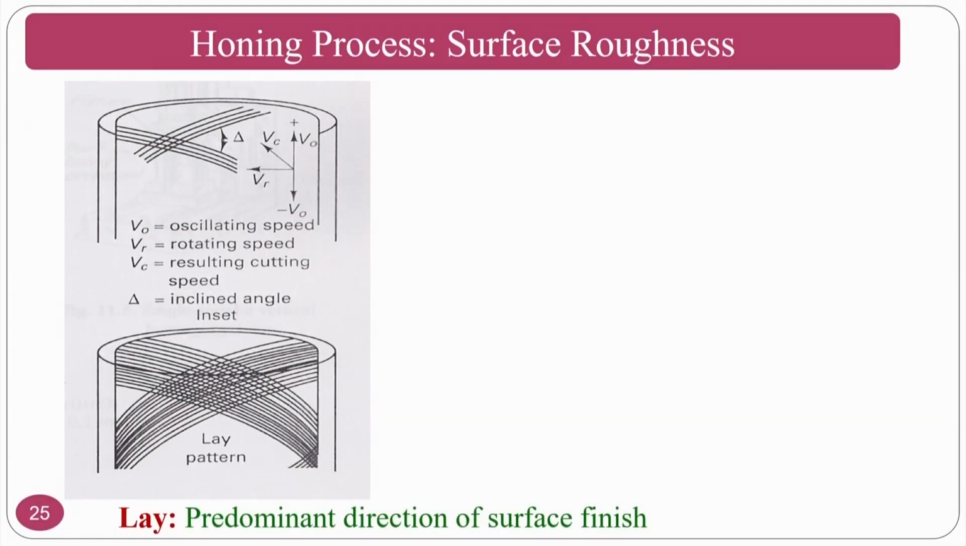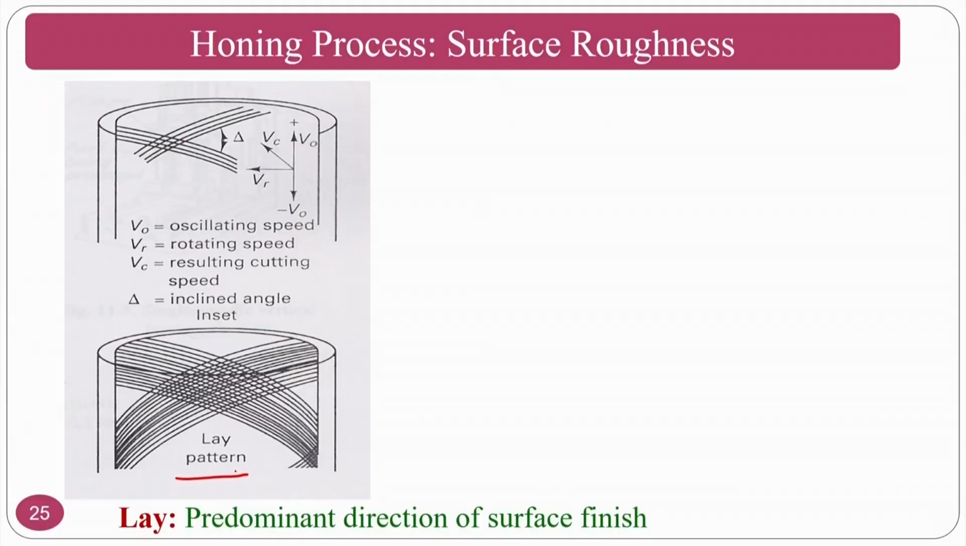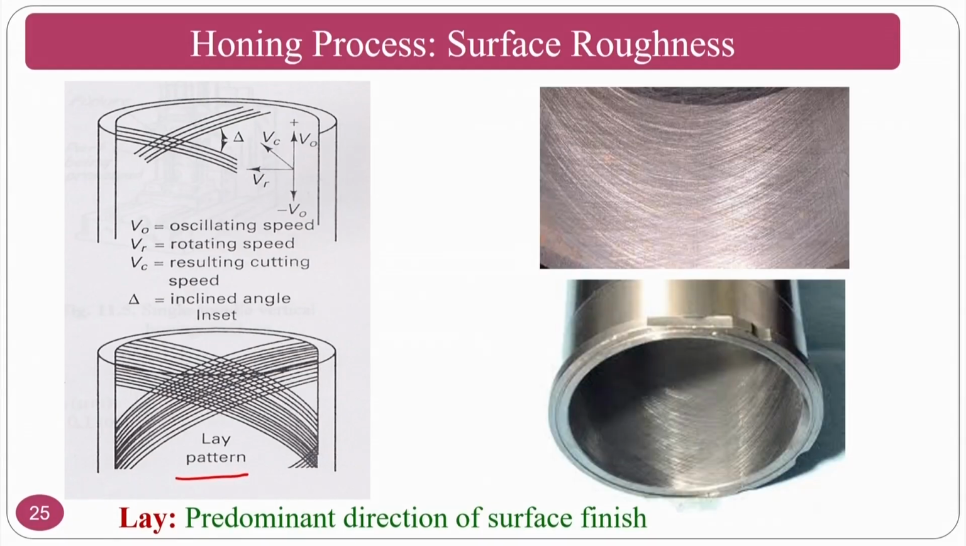Honing surface roughness depends on oscillating speed, rotating speed, resulting cutting speed and inclined angle. Normally lay is nothing but the surface pattern or predominant direction of the surface roughness. In this particular honing process, lay is nothing but the crosshatch patterns. And as you can see, this is a cylinder liner, and you can see the surface here.